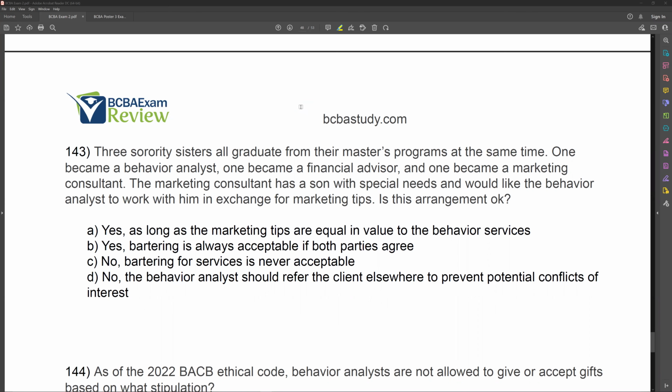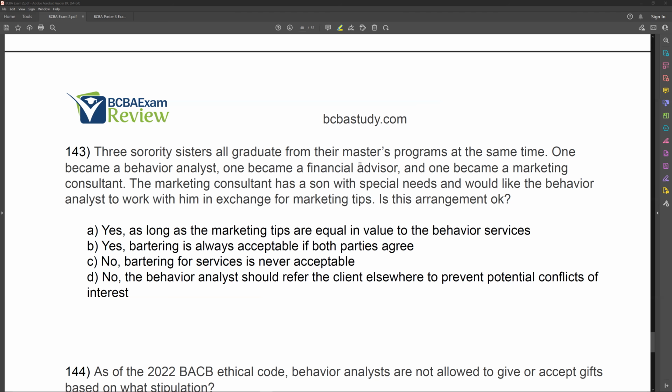Let's be very careful here. Ethical questions. This is where people go wrong. You need to do all your work on the question and really, really understand the information in the question. What is the first thing the question says? Three sorority sisters. So they have this past bond, this past relationship.